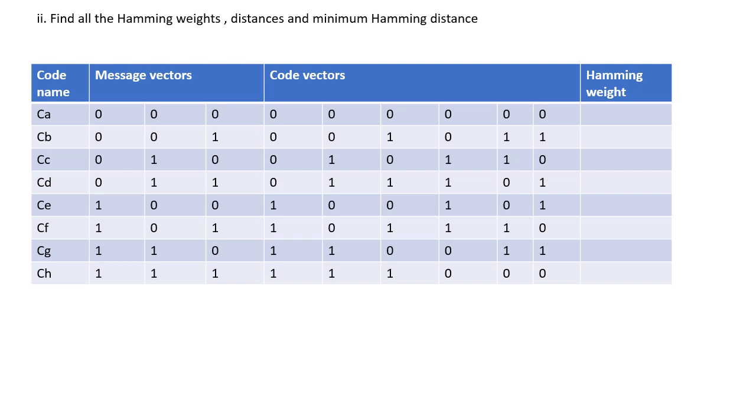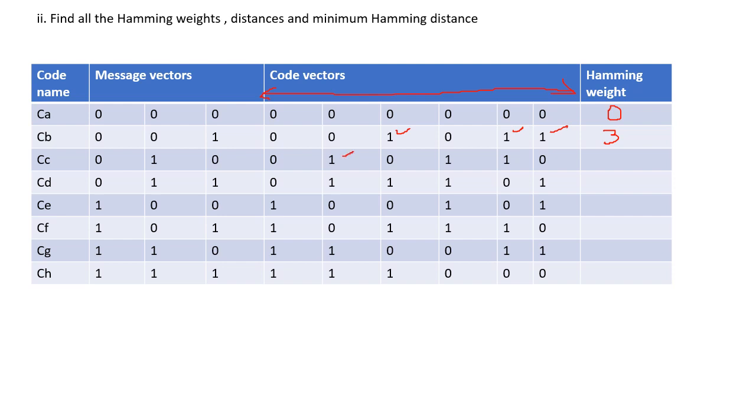The second question is to find all Hamming weights, distances and the minimum Hamming distance. As per the definition, Hamming weight is the number of non-zero components in the given code vector. So these are the given code vectors from here to here, and we have to find the number of ones. The first code vector, CA, has Hamming weight 0. For the next one we get 1, 2 and 3, so 3 ones. So the Hamming weight for CB will be 3.